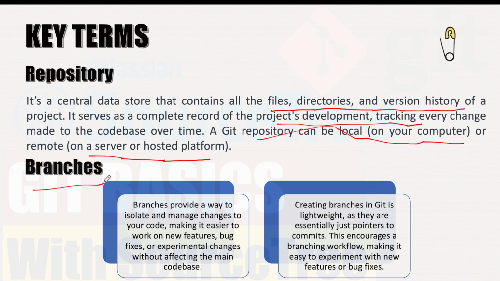The second thing is branches. So what are branches? Branches provide a way to isolate. This is a keyword. We will see what it means. It provides a way to isolate and manage changes to your code, making it easier to work on new features, bug fixes, and experimental changes without affecting the main code base.